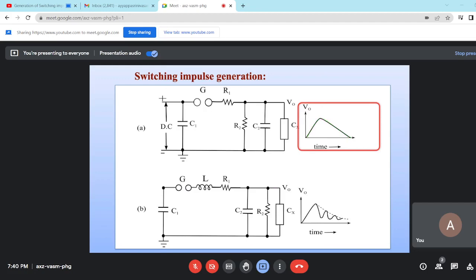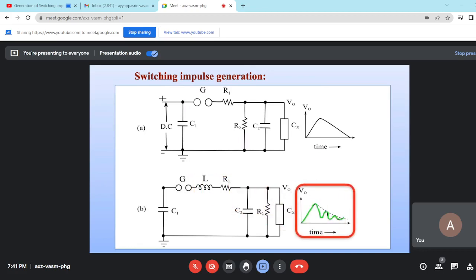Let us now focus our attention on the lower circuit, which consists of a series inductor inserted just ahead of resistance R1. Many a times we are interested in generating switching impulse voltages which are damped oscillatory in nature, or you may consider slightly underdamped in nature, having some oscillations as well. So in that case, a series inductor is added, and the effect of adding a series inductor on this waveform is visible in the highlighted region of the diagram. You can see that oscillations will be present in the output voltage. Again, although oscillations are present, this will still be a unidirectional voltage.